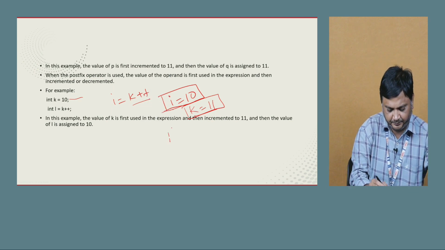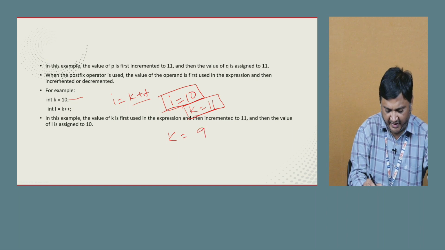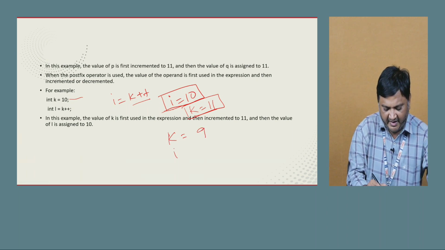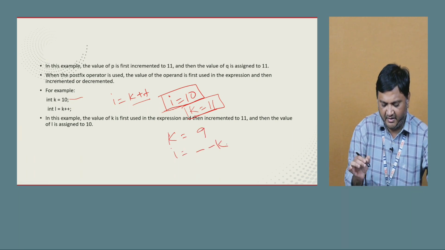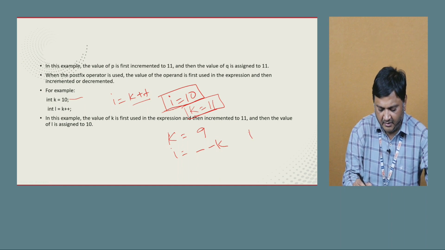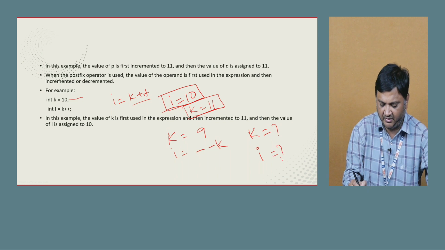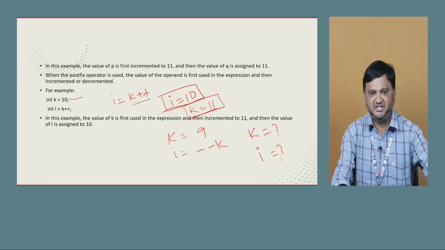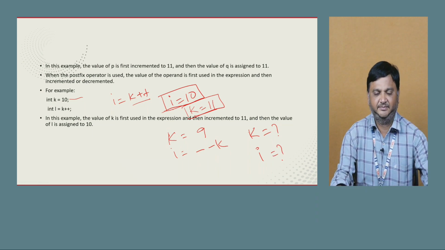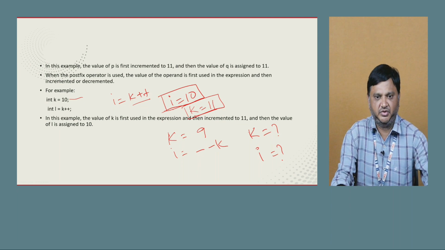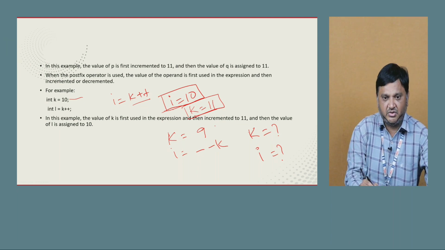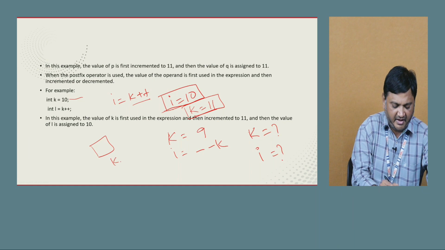I'll take k is equals to 9, i is equals to minus minus k. If you print k, what is the k value? And if you print i, what is the i value? I want the answer, my dear students. Please give me the solution fast. Very good. Most of the students got the answer. k is equals to 9. So k value will be 9 in the memory.